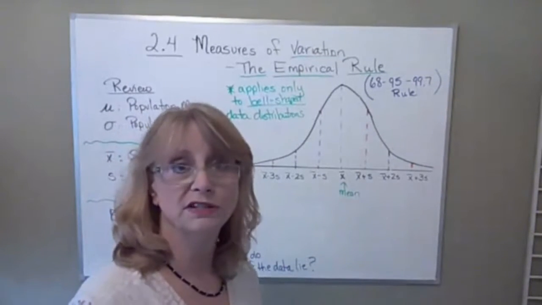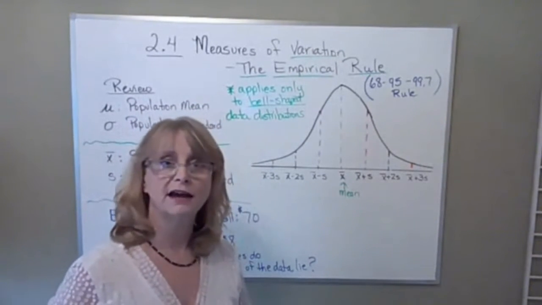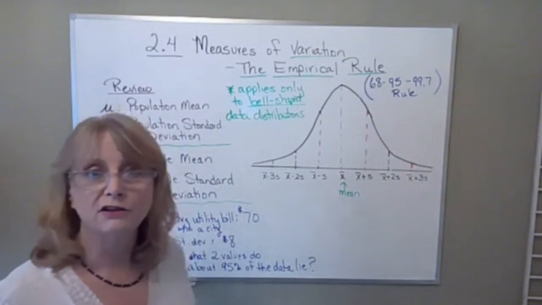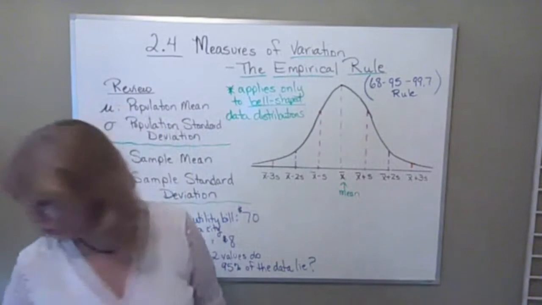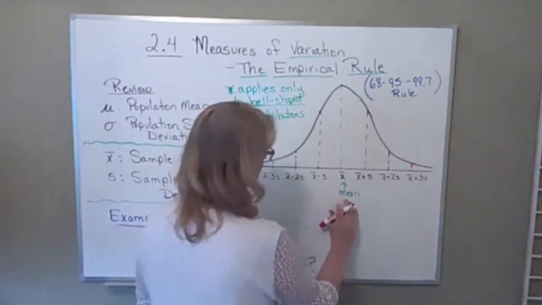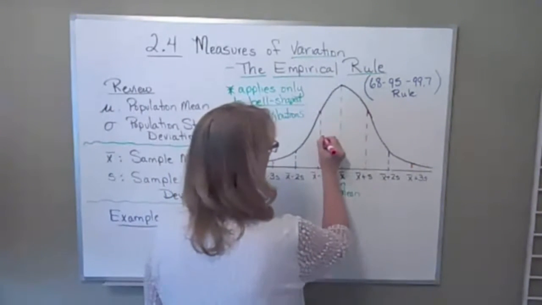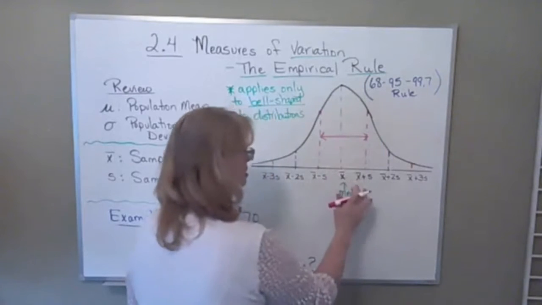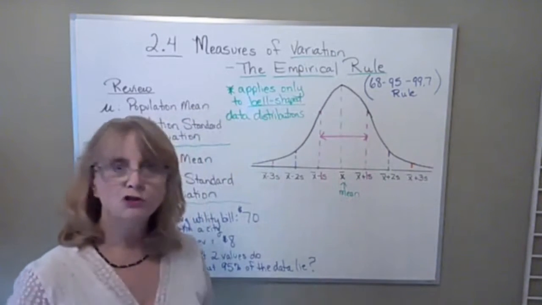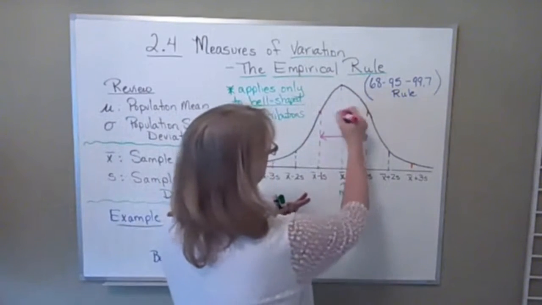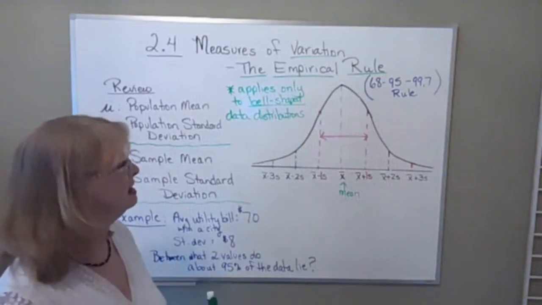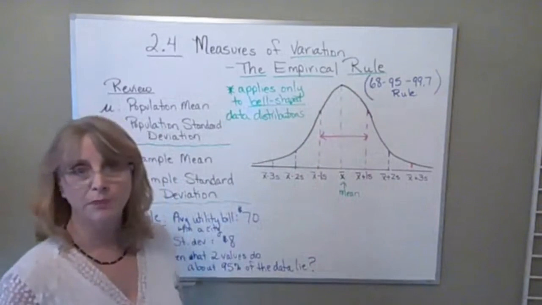What the empirical rule says is that a certain percentage of the data values will fall within 1, 2, or 3 standard deviations of the mean. Here's the mean in the middle. Between these two numbers, that's plus 1 standard deviation and minus 1 standard deviation. Those data values in this pink area are within 1 standard deviation of the mean. Notice it's a pretty sizable chunk out of that bell.